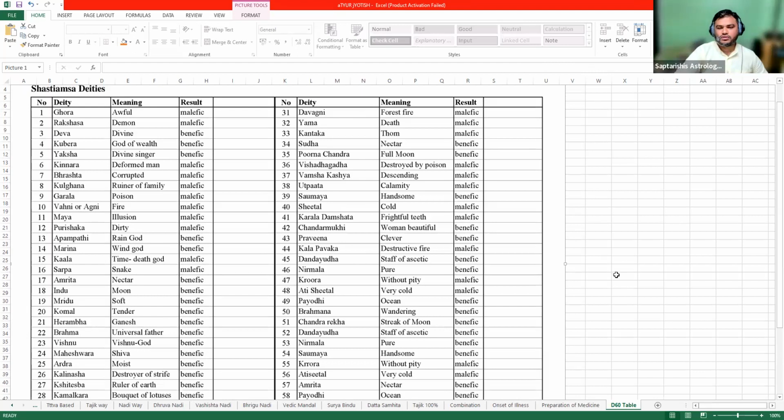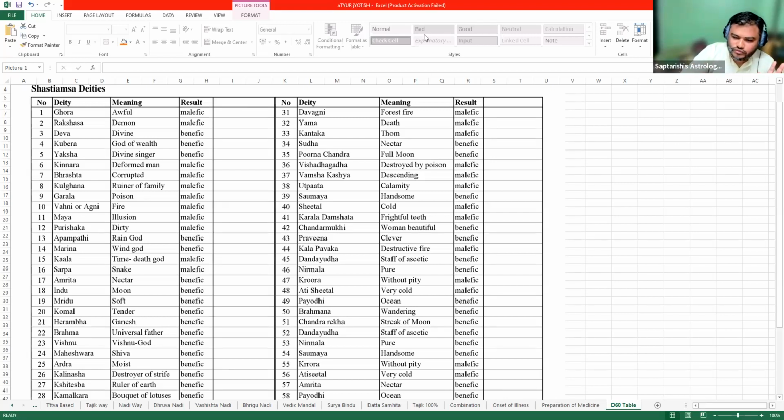So what is this table showing you? Serial number, deity, meaning, and result. Result means malefic and benefic. Malefic means Krura. You will see some differences in the names also. BPHS is giving some different names, and Chintavan is giving some different names for some amshas, not everything. So don't worry about that. Ultimately the result is the same. They may be calling it by a different name, but the result will be the same.